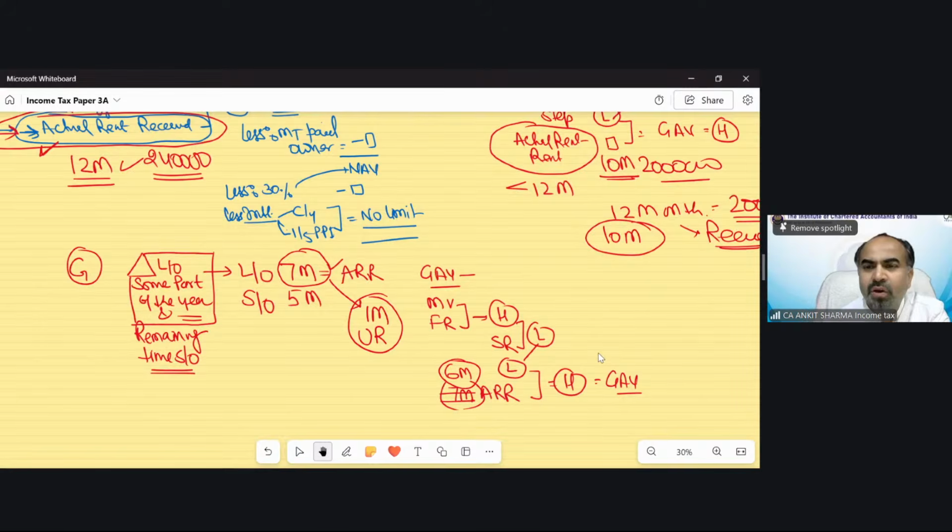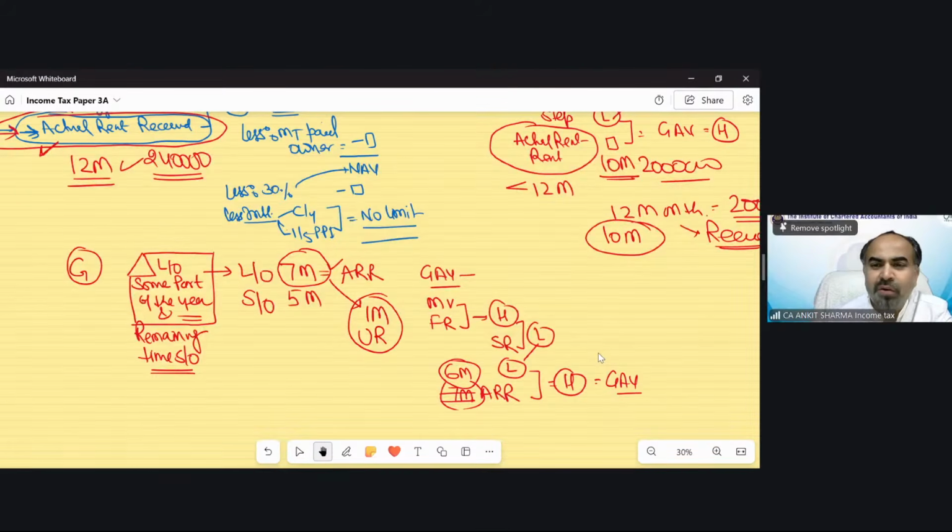Ketan is saying there is no limit only in case of D. No, Ketan. In case of D, E, G, there is no limit. You can claim as much interest as you want. The interest limit applies only in case A and B. In all other cases, the interest limit is unlimited.